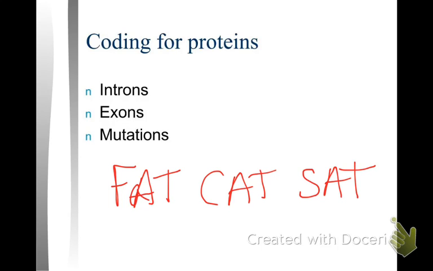Okay. So fat cat sat, right? This is what a mutation basically says: if you have an addition mutation and you put an S right here, and you're reading this, now all of a sudden this is a codon, this now becomes a codon, and this now becomes a codon. So all of a sudden it shifts the frame to the right by one. That's if the S is there.